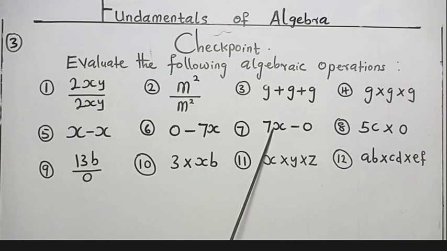Number 7, 7x minus 0. Number 8, 5c times 0. Number 9, 13b over 0. Number 10, 3 times xb. Number 11, x times y times z. And number 12, ab times cd times ef.